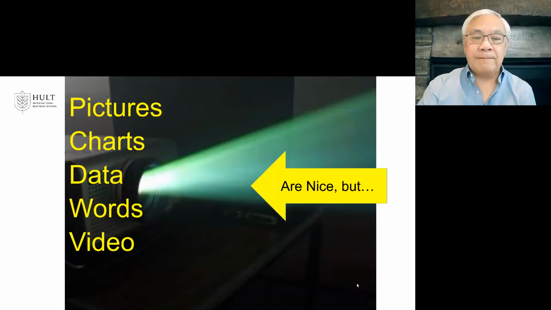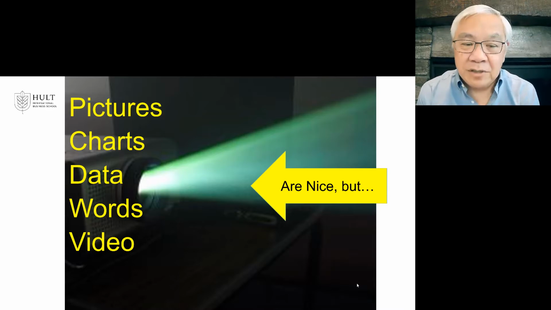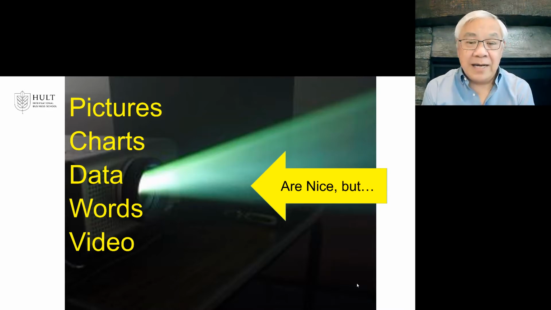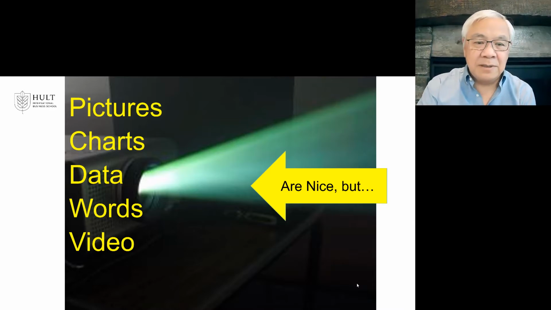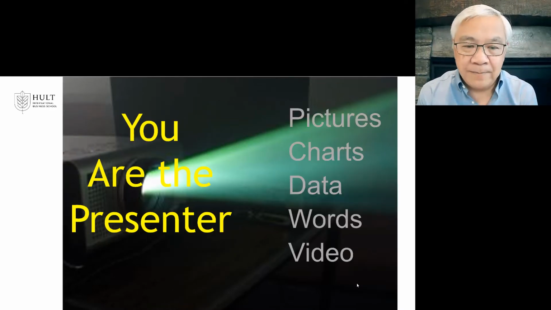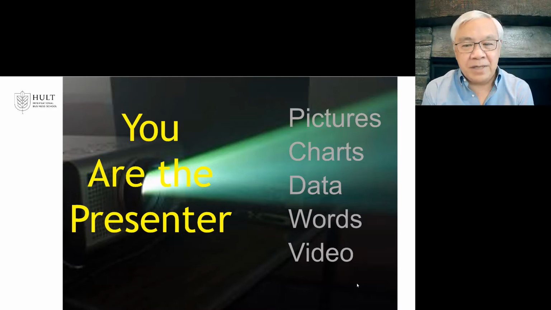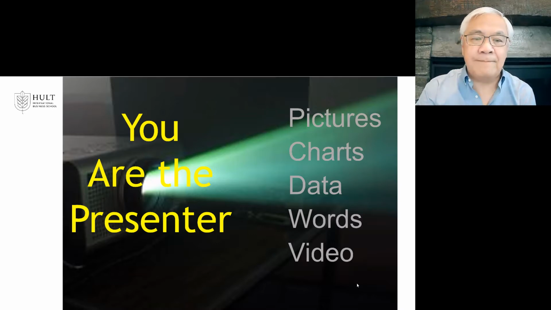How do you present? You have pictures, charts, data, words, and video. They're nice, but are they the real message? Are they the real tool? No, you are the presenter. So you're in control of the pictures, charts, data, words, and video. But the attention should be on you and your messaging, not the slides per se.